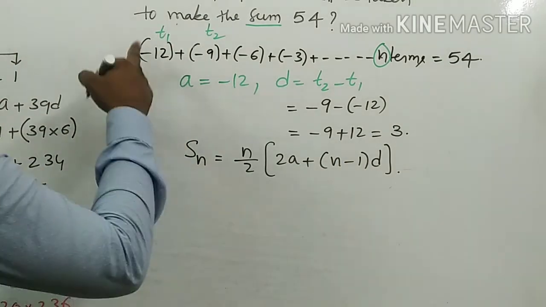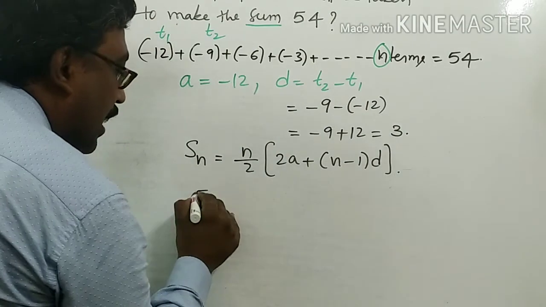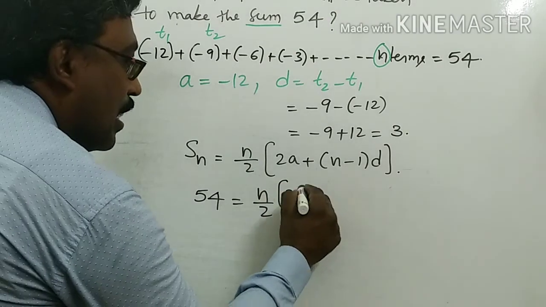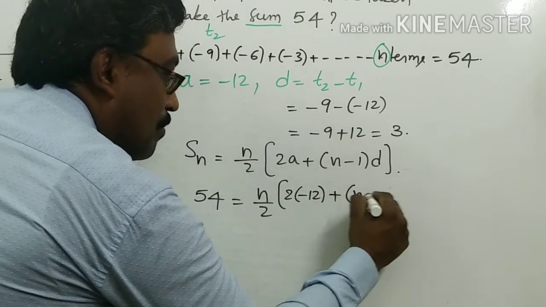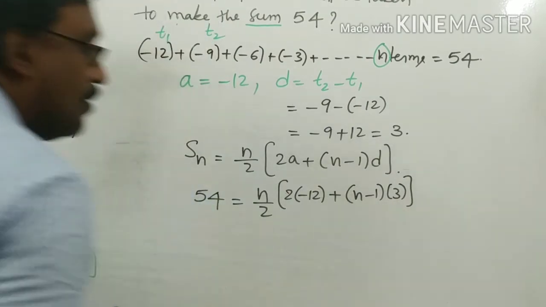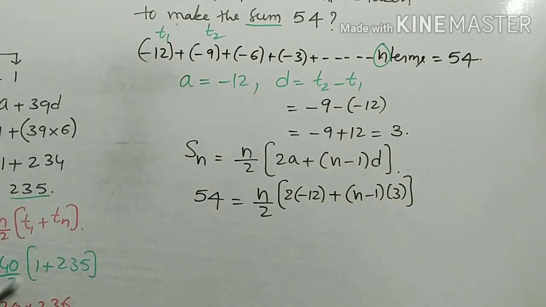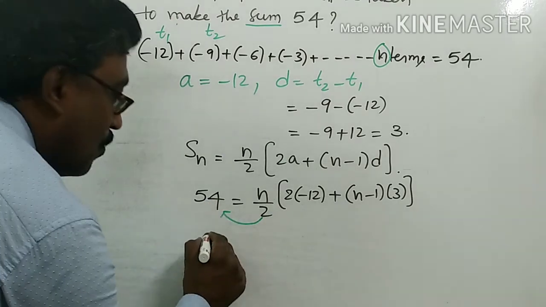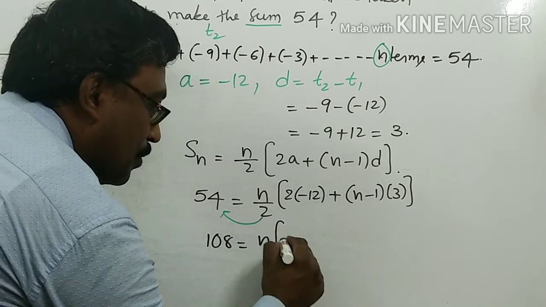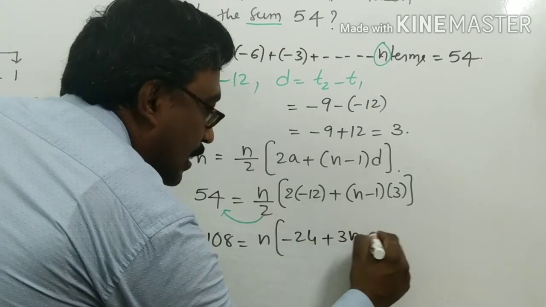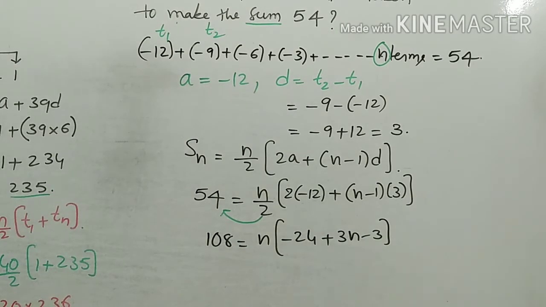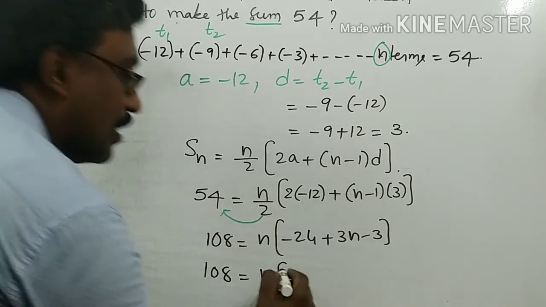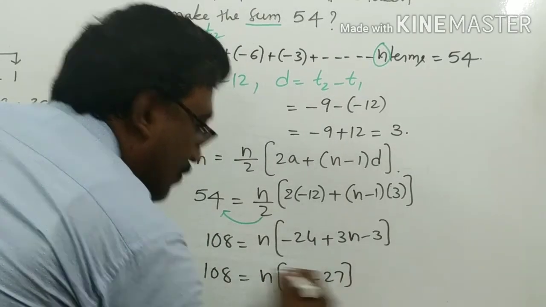So, sum of n terms, if you add all these things, how much you should get? 54. n we don't know, we should find out. 2 into a, minus 12, n minus 1 into 3. Alright. Now, the 2 goes to this side, into 2. So this is 108, n into minus 24, 3n minus 3. Okay. Now 108, n into 3n minus 27.